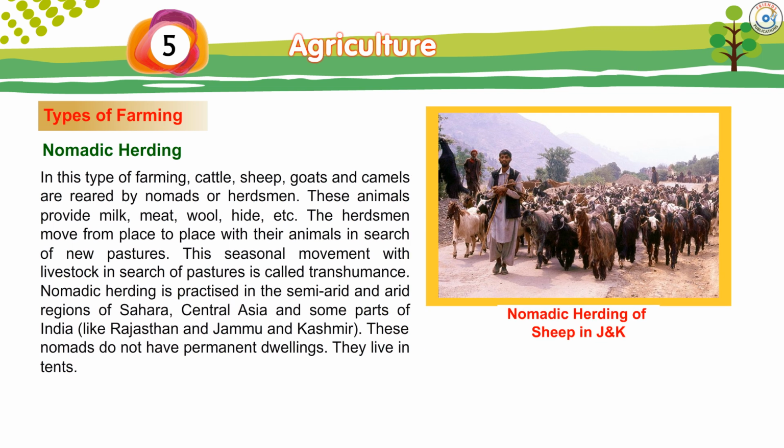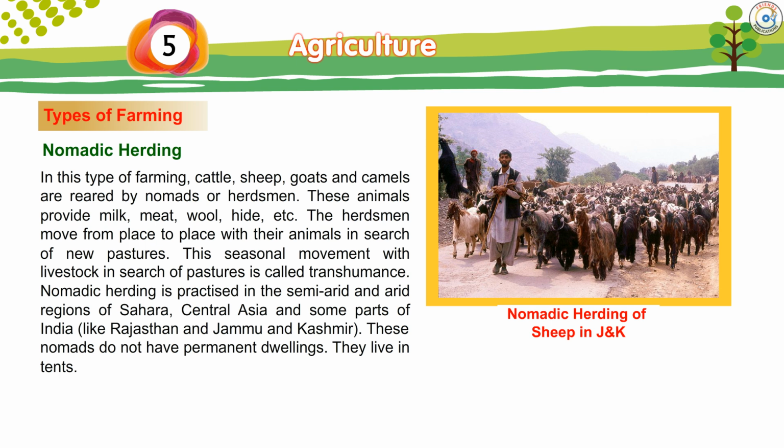Nomadic herding. In this type of farming, cattle, sheep, goats and camels are reared by nomads or herdsmen. These animals provide milk, meat, wool, hide, etc. The herdsmen move from place to place with their animals in search of new pastures. This seasonal movement with livestock in search of pastures is called transhumance.